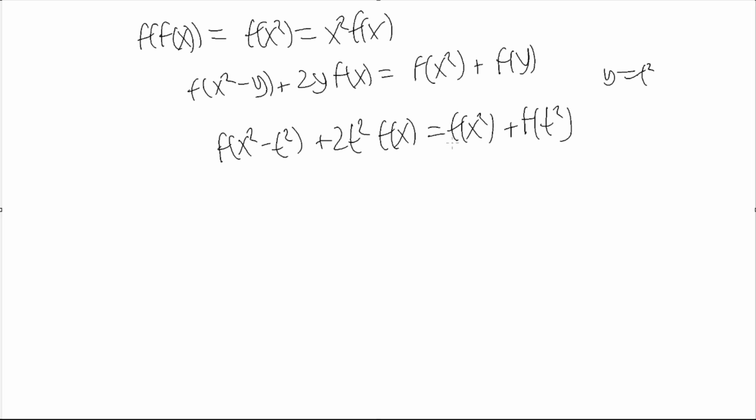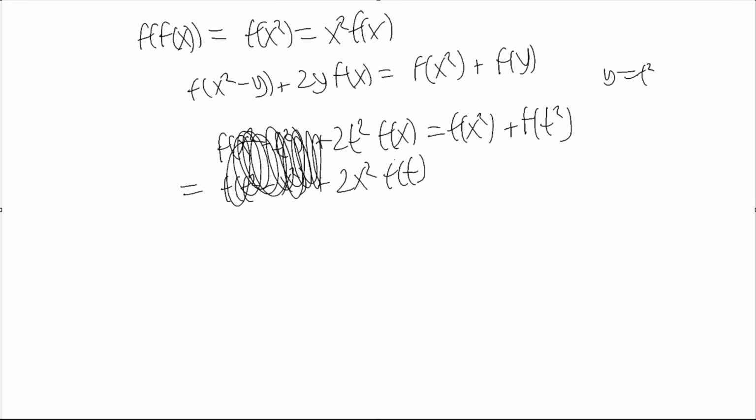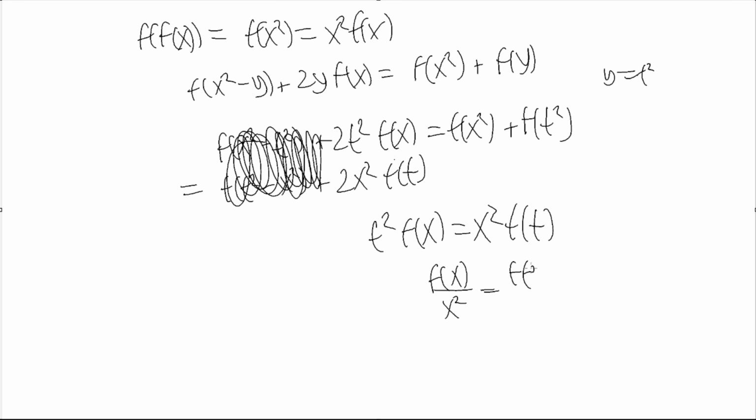But now this side here is symmetric in x and t. So that means if we swap x and t, this side should remain the same. So this is also equal to f of t squared minus x squared plus 2x squared f of t. But then recall that because f is even, we have these two cancel out because f of a is f of negative a. And what remains is t squared f of x is equal to x squared f of t, or f of x over x squared is equal to f of t over t squared. And this is true for all real numbers x and t which are not 0.